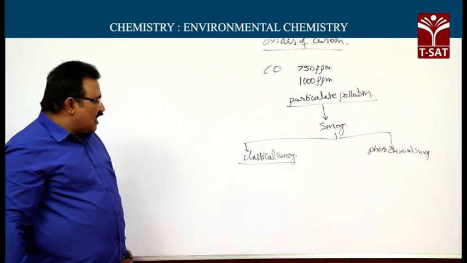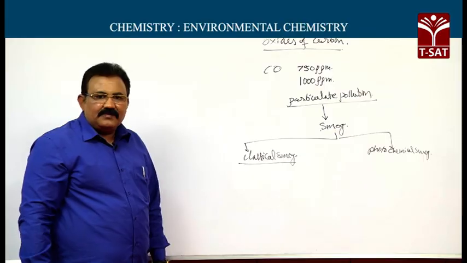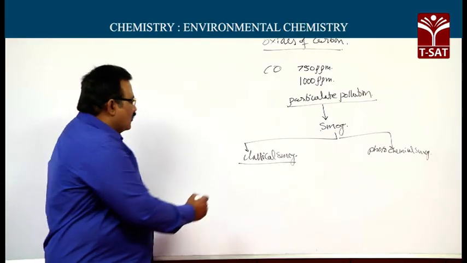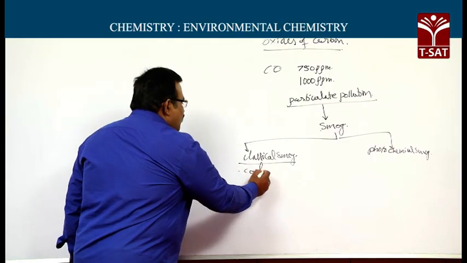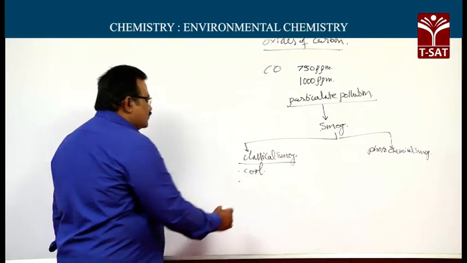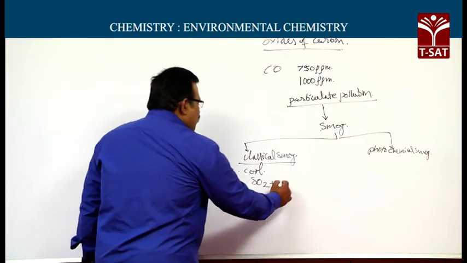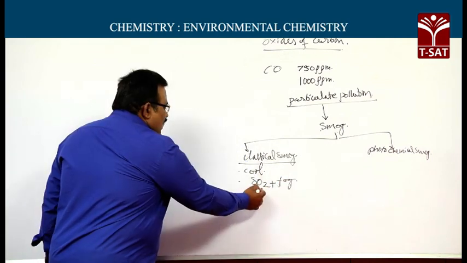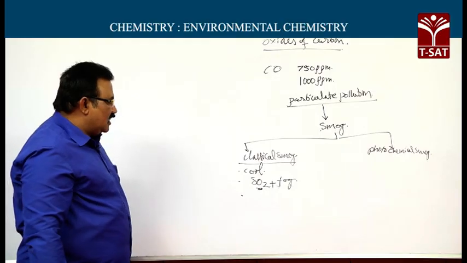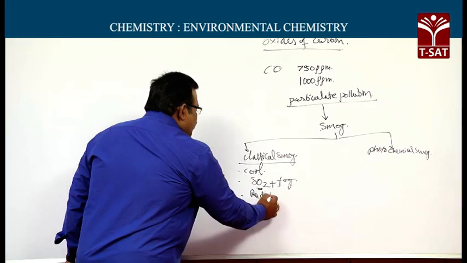Classical smog is formed in cool areas. It is a mixture of sulfur dioxide and fog. This sulfur dioxide has reducing ability, so classical smog is reducing in nature.